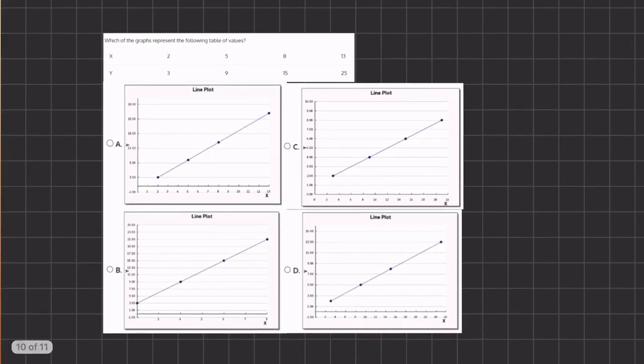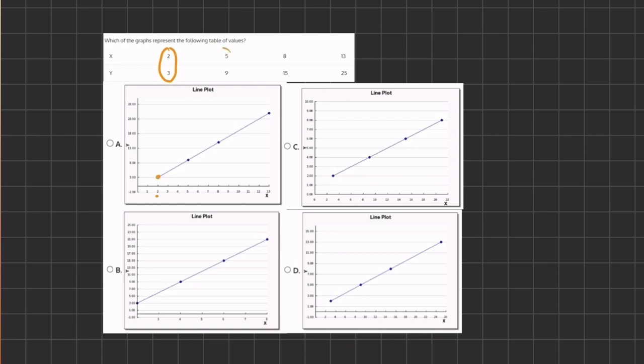Alright, so in this problem we want to find which of the following graphs represents the following table of values. Alright, so if we take our first point, (2, 3), and if we try to find it on our first graph, A, we go to 2 and we go up to 3 and we find a point over here.